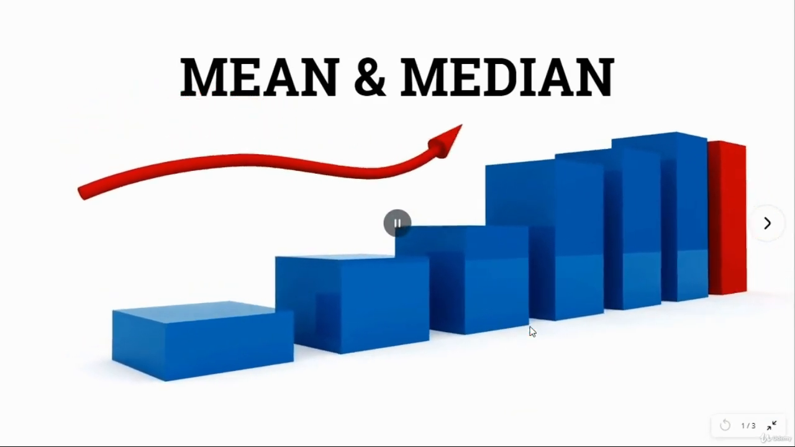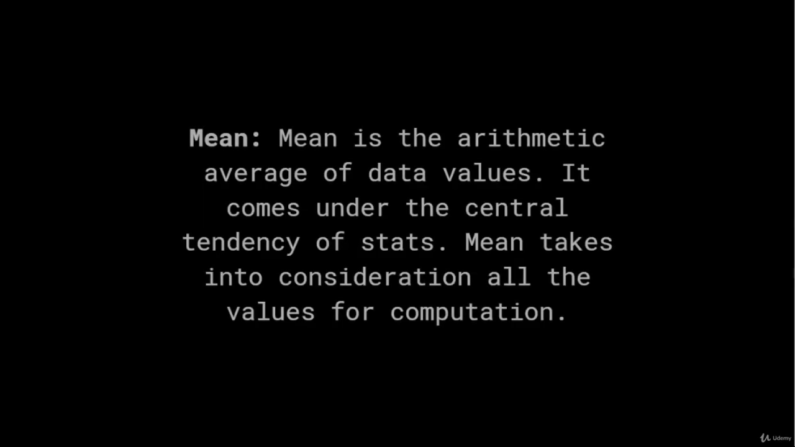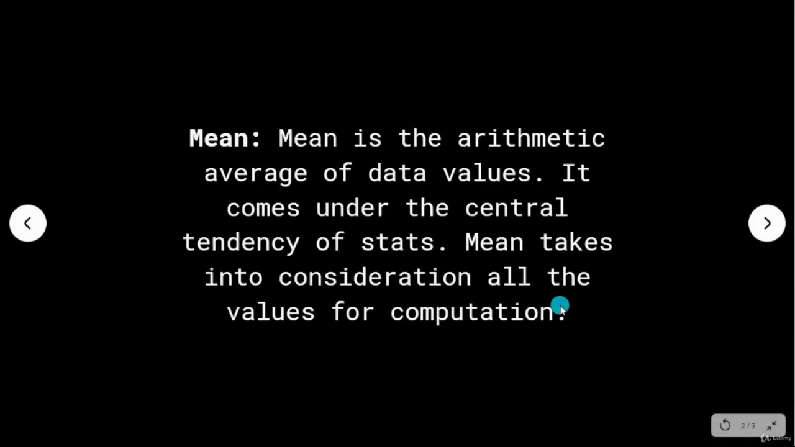Let us begin with mean and median. So first, talking about mean, it is the arithmetic average of data values. It comes under the central tendency of stats. Mean takes into consideration all the values for computation.